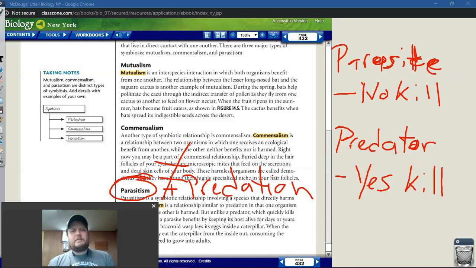Okay, a parasite wants to live in and eat off of its host, but it does not want to kill it because if it dies, it no longer has that food source and it no longer has that place to live. If its host dies, it dies. A predator needs to kill its prey. All right, so that is a glaring difference. They are not the same.